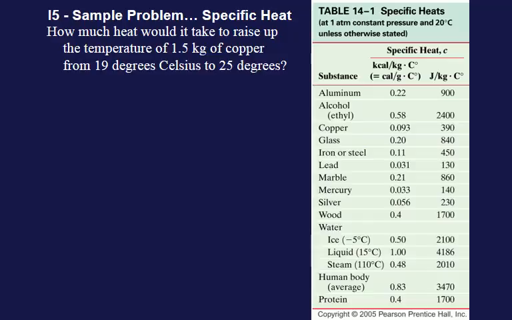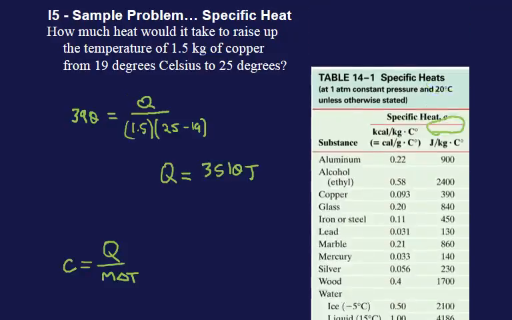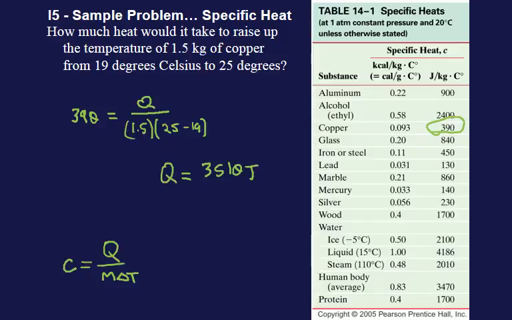How much heat would it take to raise 1.5 kilograms of copper from 19 degrees to 25 degrees Celsius? So go ahead and pause the clip and give this a try. When you're ready to check, you can hit play to continue. All right. So for this one, we should get 3,510 joules.